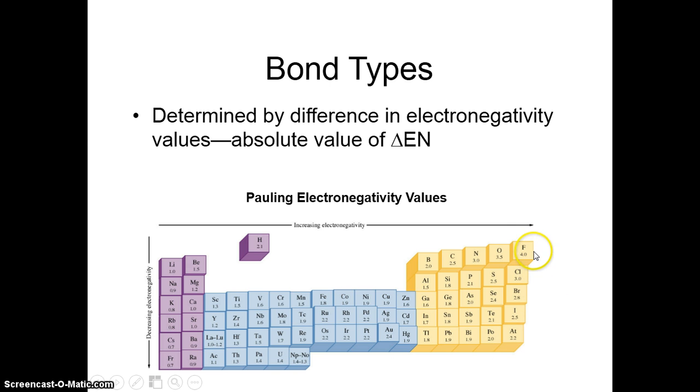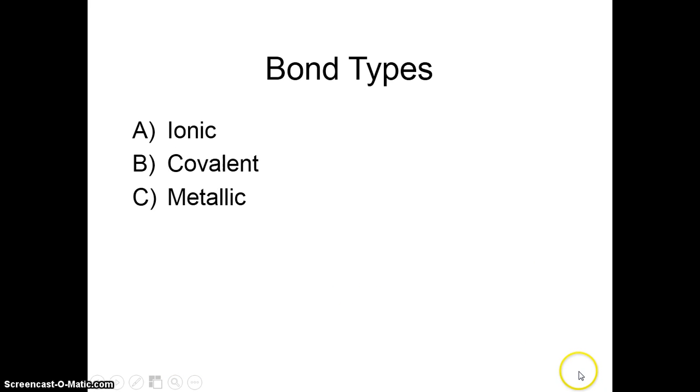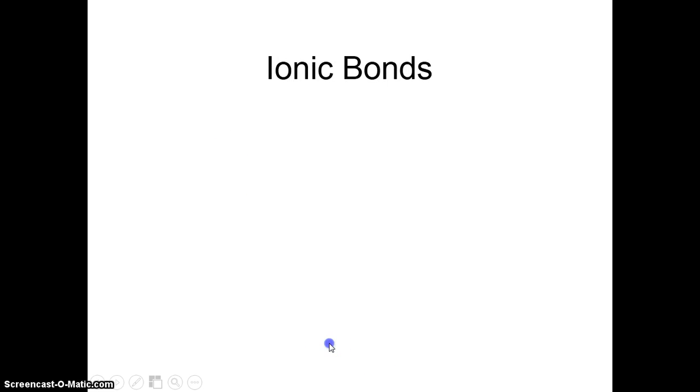Here we have fluorine, which has the highest electronegative value, and the chart also gives you a 3D structure to look at, seeing that it would stick up higher than the rest of them. Over on this side, the lower ones tend to be a little bit flatter in the picture, to help represent the differences in electronegative values. The bond types that this particular PowerPoint is going to address are the ionic, the covalent, and then the metallic bonds.